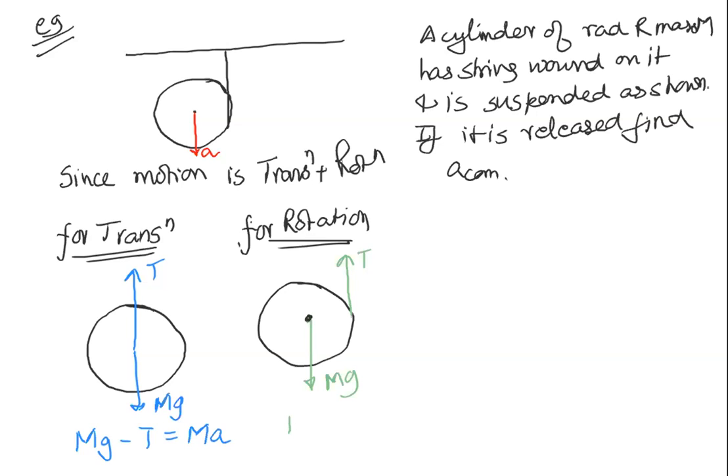Torque is TR, and that is equal to I alpha. So I've written TR is equal to I alpha. Because there is only one torque, it is guaranteed that alpha will be in the direction of this torque. I don't need to assume anything here. So I know that the torque due to tension is anti-clockwise, therefore alpha must be anti-clockwise.